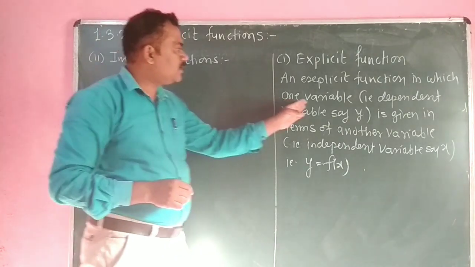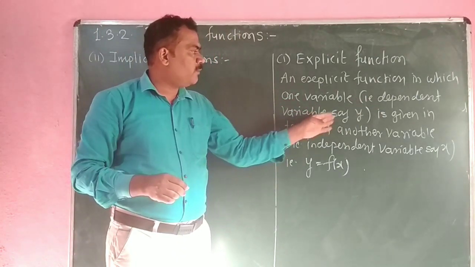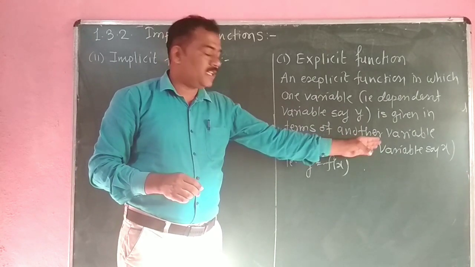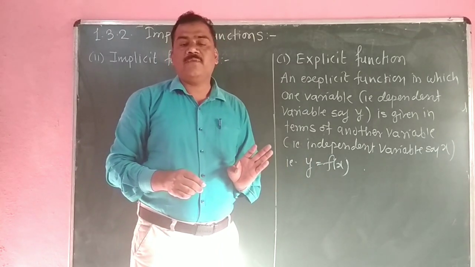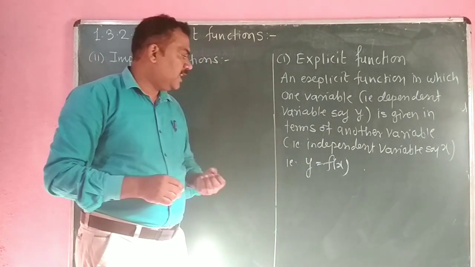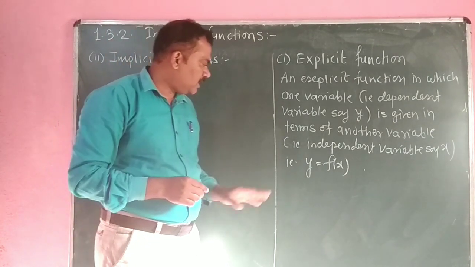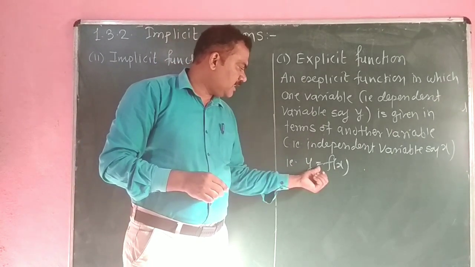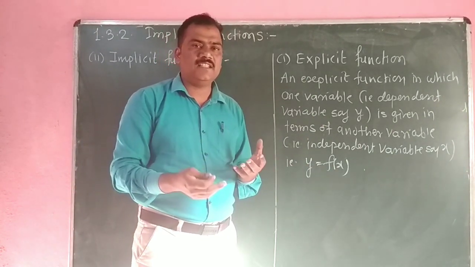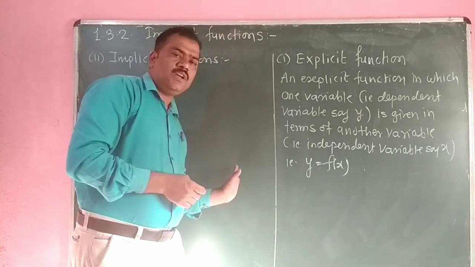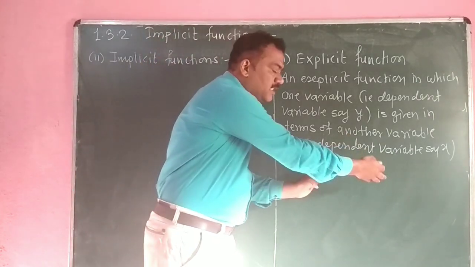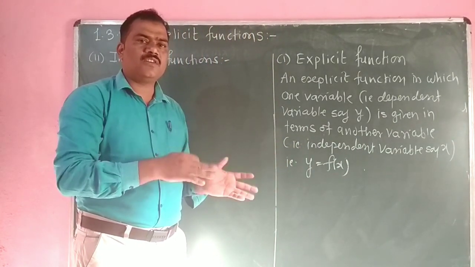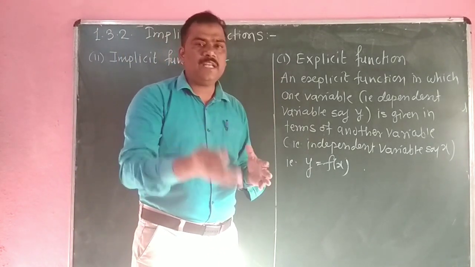In an explicit function, one variable, the dependent variable say y, is given in terms of the other variable, the independent variable say x, that is y is equal to f of x. Sometimes we are given x is equal to g of y. When you consider the equation, there is an LHS, an RHS, and an equal sign. On one side there is only one variable and its terms, and on the other side there is the other variable and its terms. That type, where we have separate variables on both sides, is the explicit function.